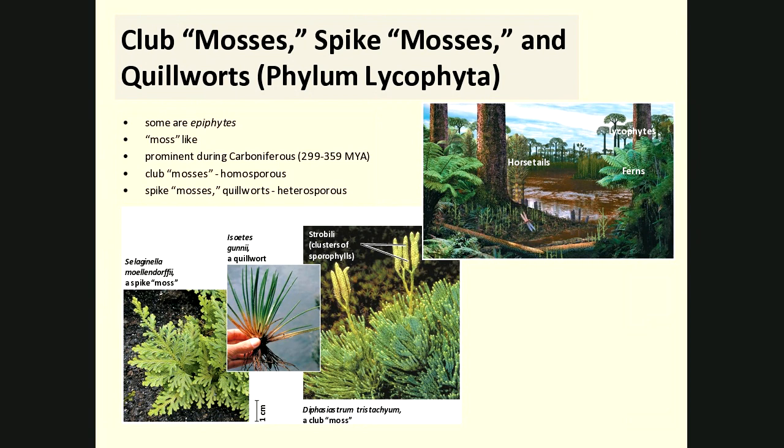So with the lycophytes, there's some ferns and some horsetails, and there's some lycophytes right there. Lycophytes were really big. In some cases, they were tree-like. Now they're much smaller. They're much smaller now, since the Carboniferous period.